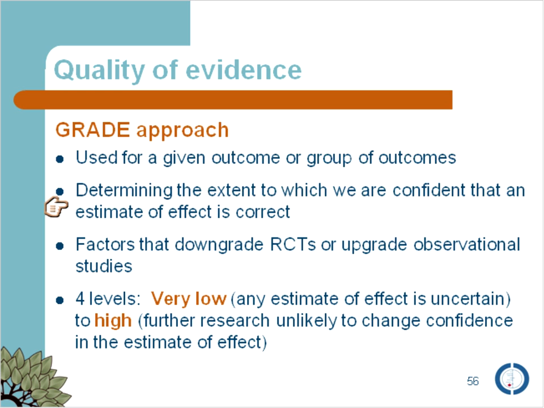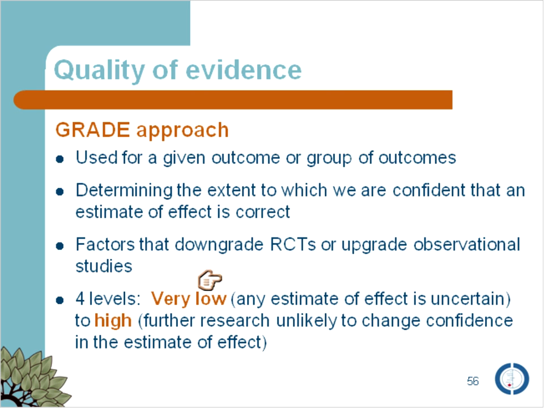Again, I'm not going to go into detail, but to give you an example, RCTs generally start at that high level. What can happen is if there are serious issues of bias, or if there's unexplained heterogeneity or inconsistency of the results, those are just two examples of factors, then you would downgrade because of those items, and you're less certain that your estimate of effect is really truly what is going on.